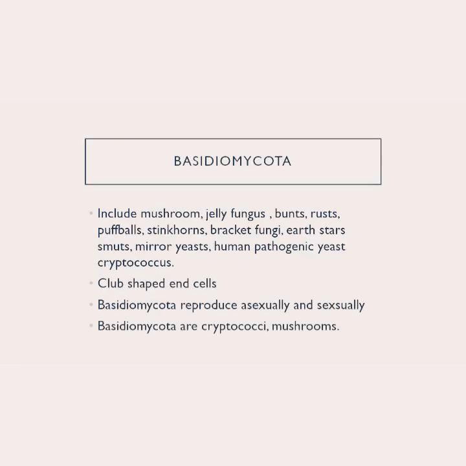The last phylum is Basidiomycota. So Basidiomycota includes all the mushrooms, jelly fungi, smuts, rusts, puffballs, stinkhorns, bracket fungi, earthstars. So there are many more species and types of species which are included in the Basidiomycota. Now Basidiomycota are mainly club-shaped end cells, meaning the end of the cell looks like a club shape. Okay, next, Basidiomycota reproduce sexually or asexually, meaning Basidiomycota can reproduce by both asexual and sexual methods, so either only one fungus may be responsible or both fungi may be responsible.